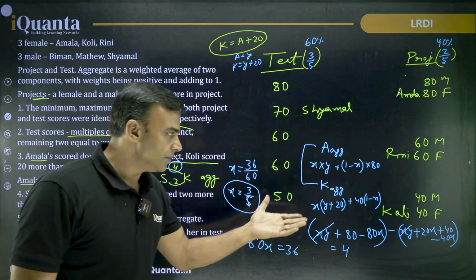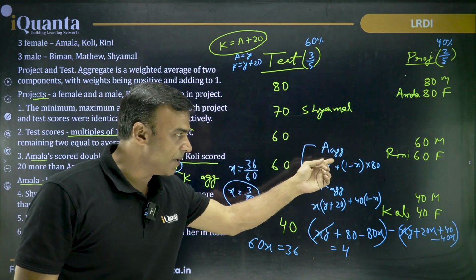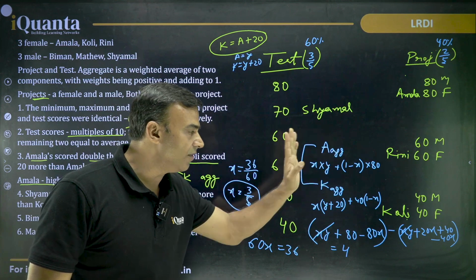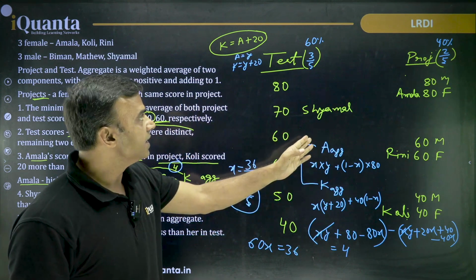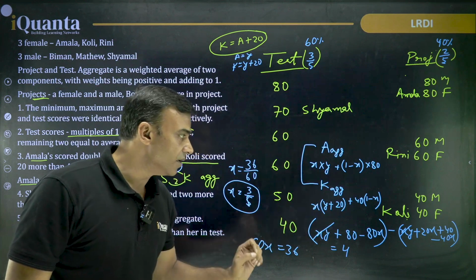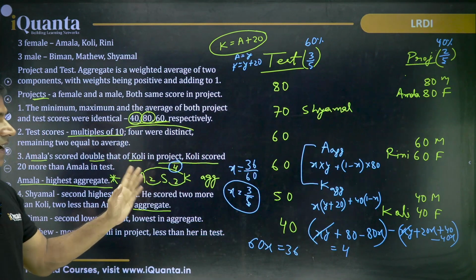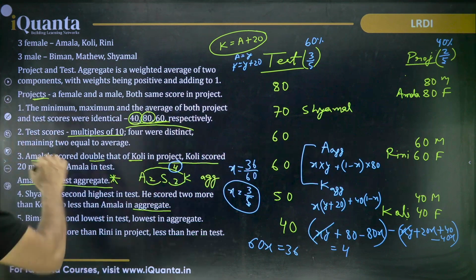Now, I need space. So this process is very clear. The idea was very clear. I'll just repeat that idea. Calculate the aggregate of A, that is Amla. Calculate the aggregate of Kohli. The difference of their aggregate score should be 4. How did we get that? From this statement. Fine. Now I'm going to remove the things that I have written in blue, right?